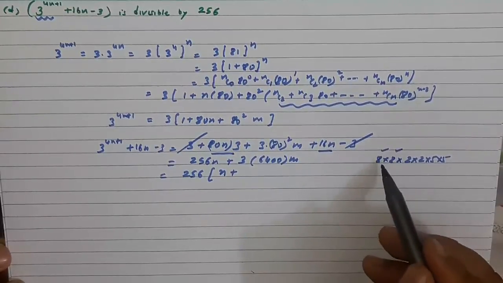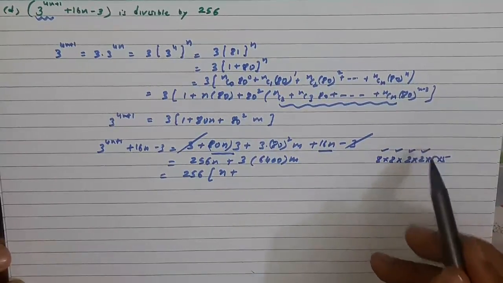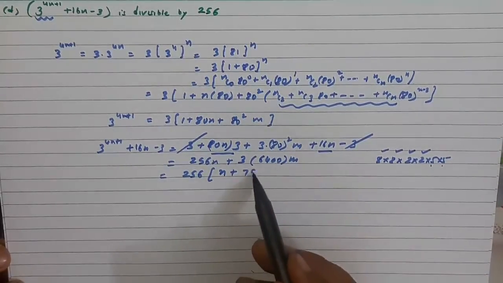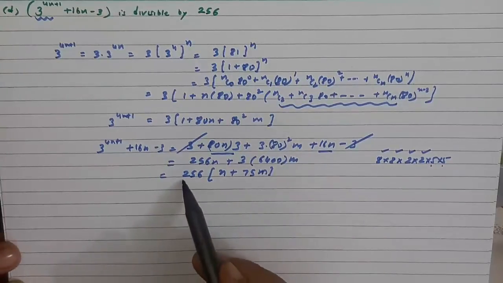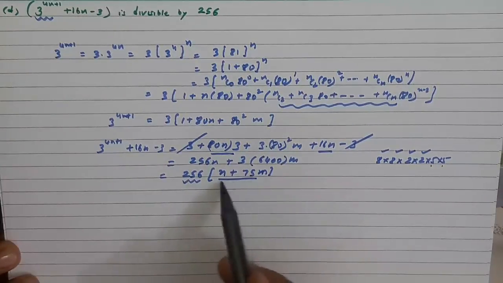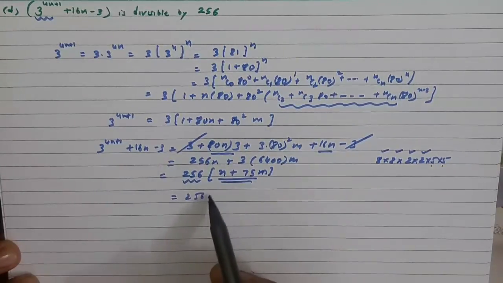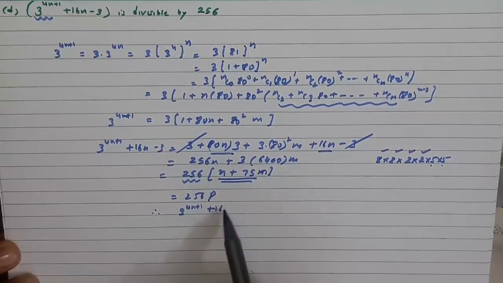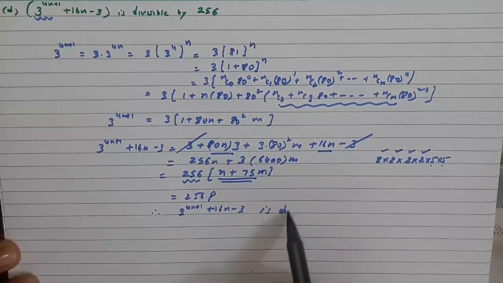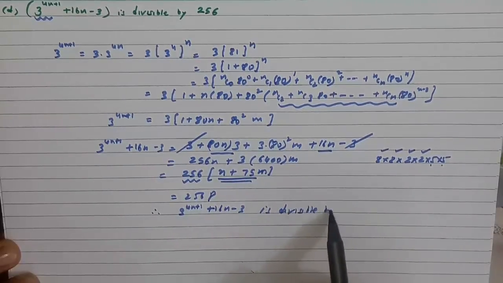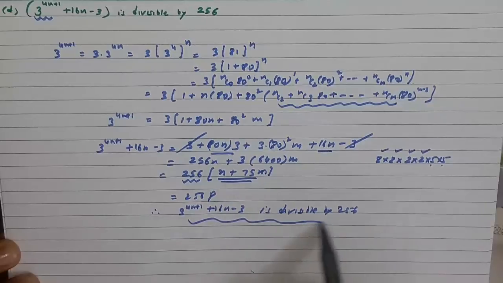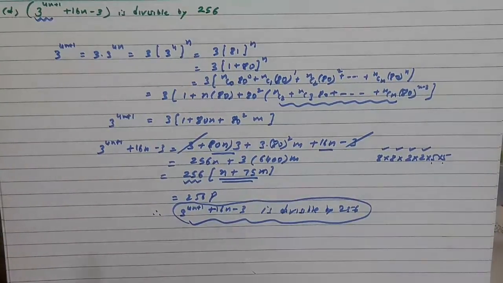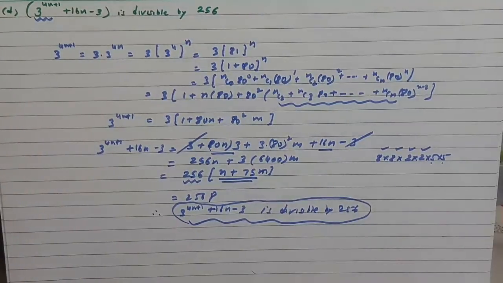So 8 into 64 is 512, 256 common will come out, so what remains is 55 into 25, that is 3 times 75 m. So we observe that it is divisible by 256, since this term is also coming out. So we can say that 6 raised to power 4n plus 1 plus 16n minus 3 is divisible by 256, right? You have to prove another. This is a different concept as compared to the previous three questions, right?